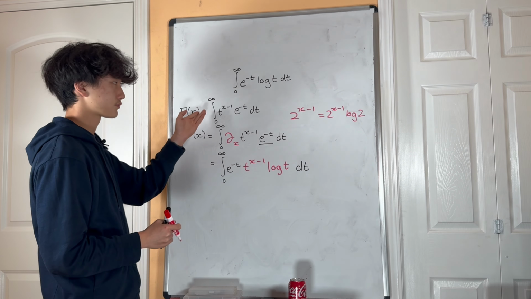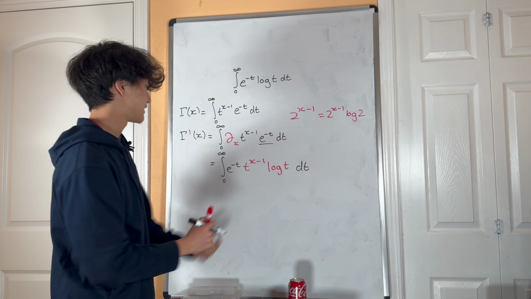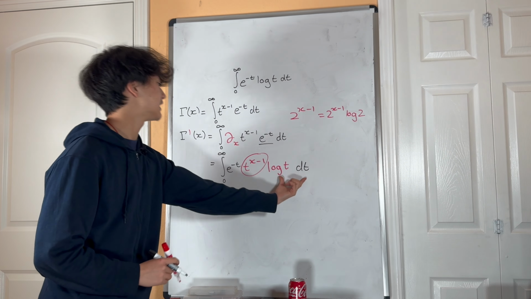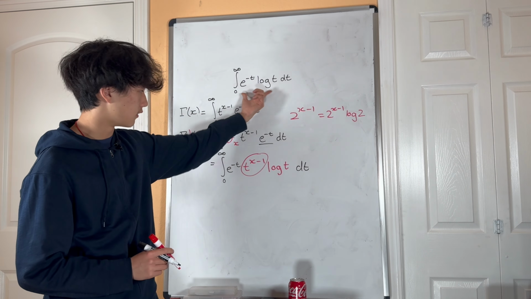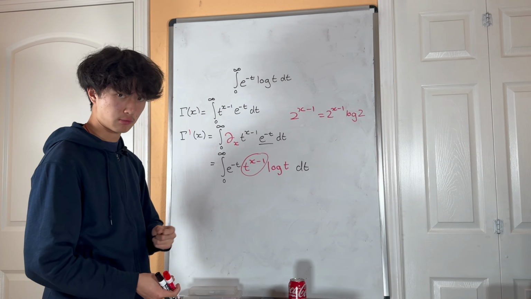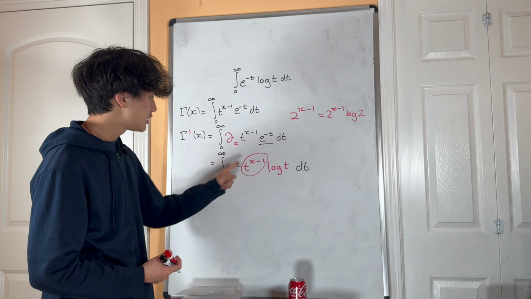Now, we just have to find a value for x to get this term to go to 1. Because notice, if that goes to 1, then we have the exact integral that we were trying to solve, okay? And how do we do that? Well, we make the power 0. And to do that, we just set x equal to 1.